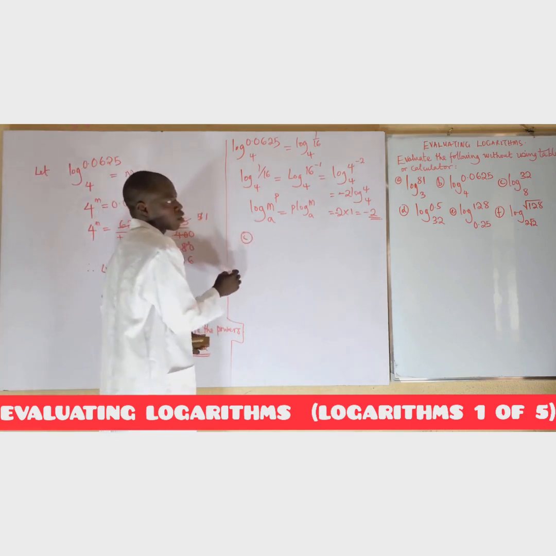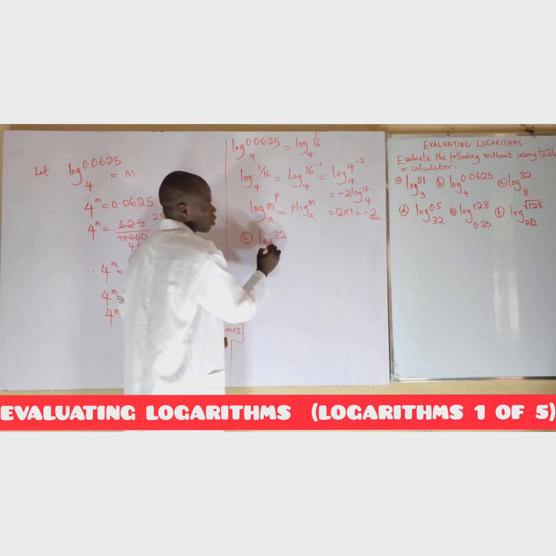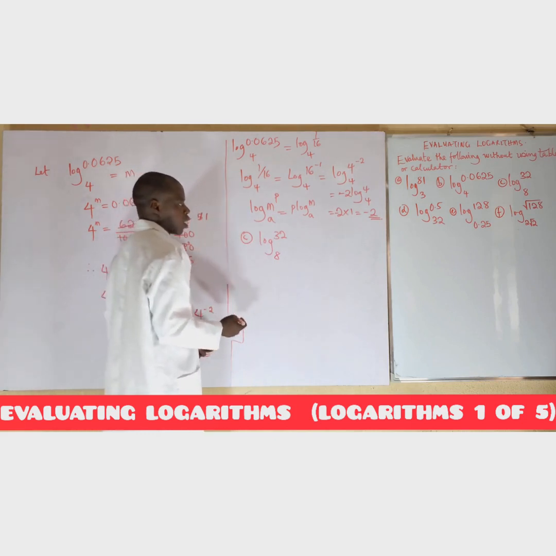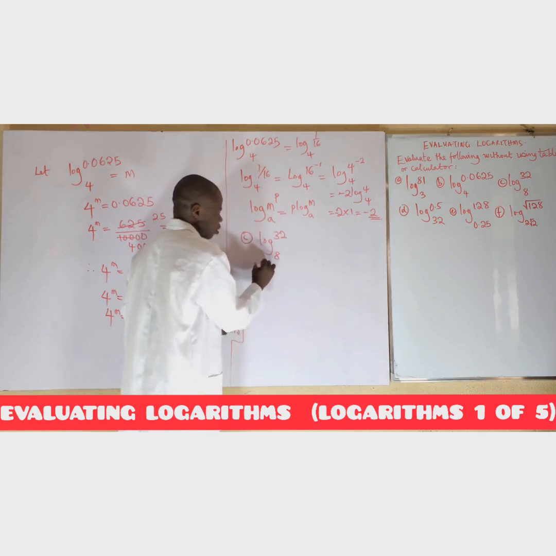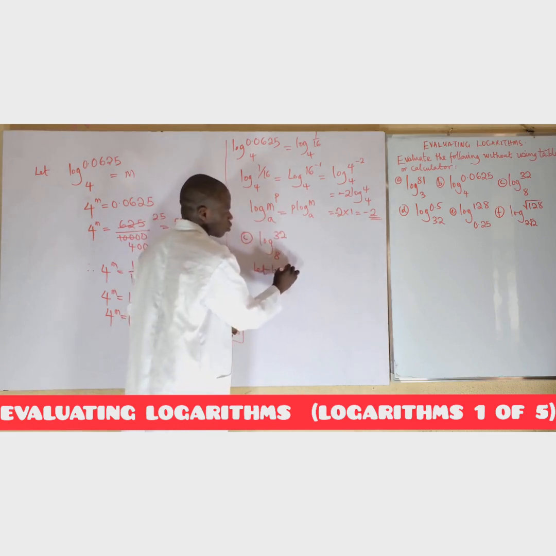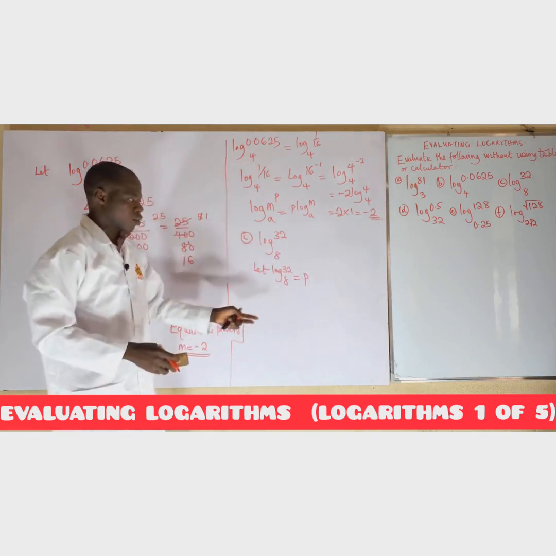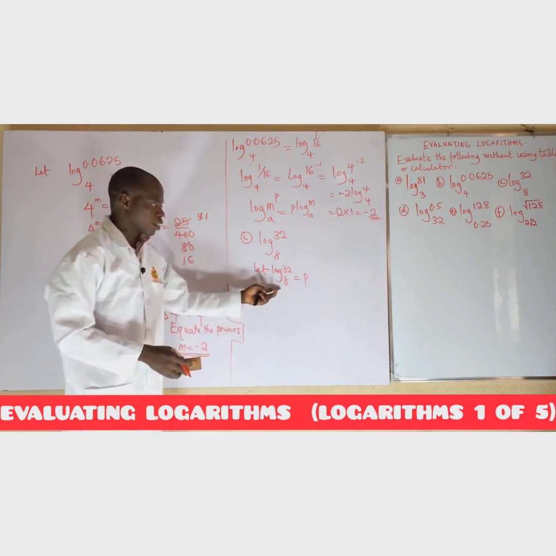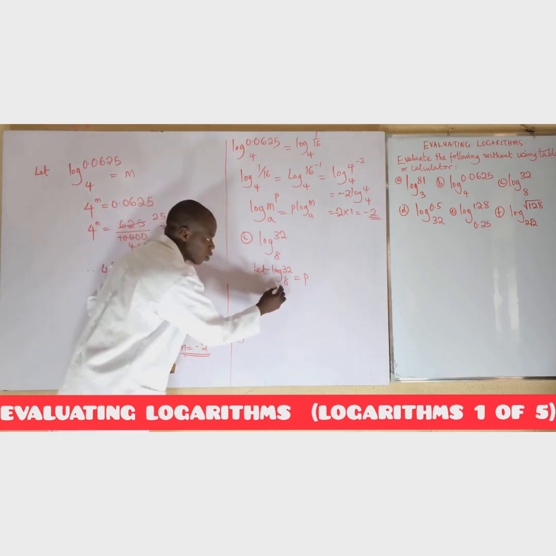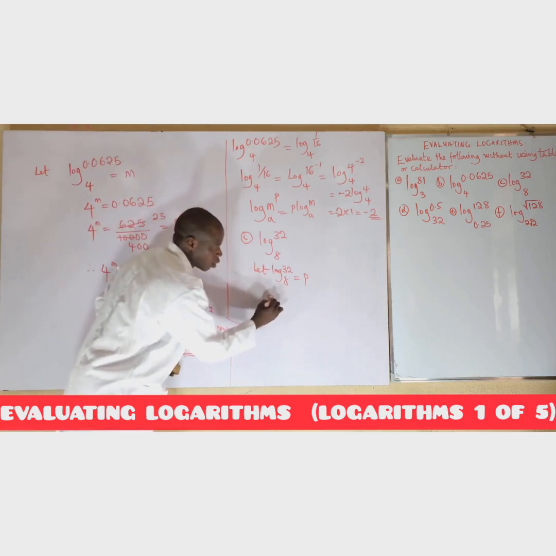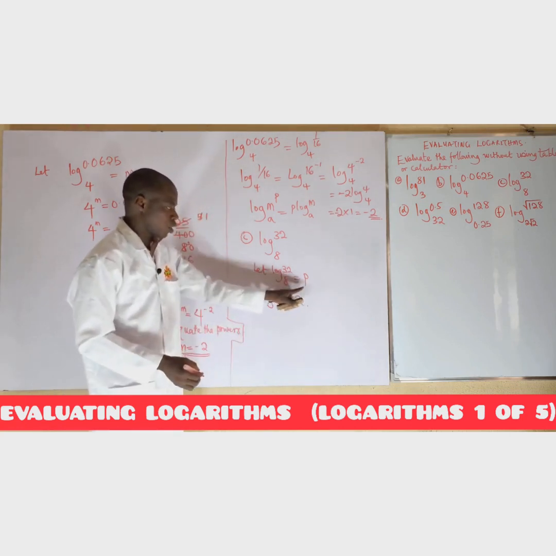Now for number C, what we have is log 32 base 8. Let log 32 base 8 equal p. Let's see how we are going to get the value for p. So express this in index form, as we have done in the other examples. We are going to have 8, our base, raised to power p is equal to 32.